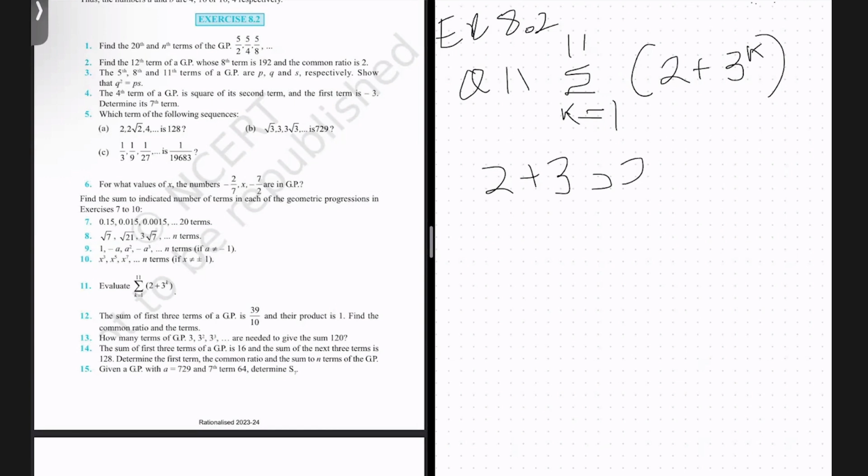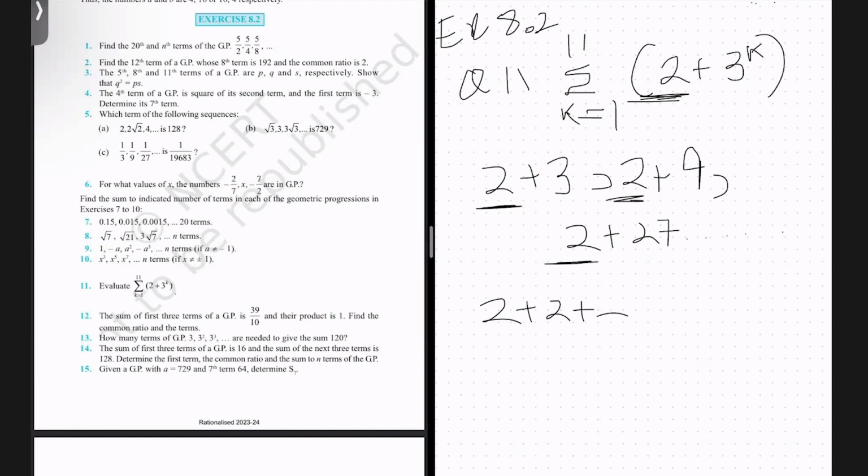The second term is going to be 2 plus 9. The third term is going to be 2 plus 27, and so on and so forth. As you see, 2 is repeating in all terms, right? So when you separate these terms, you have 2 added up 11 times. So the first part of this sum is going to be 2 plus 2 plus 2 plus 2 and so on and so forth until 11 terms, right?